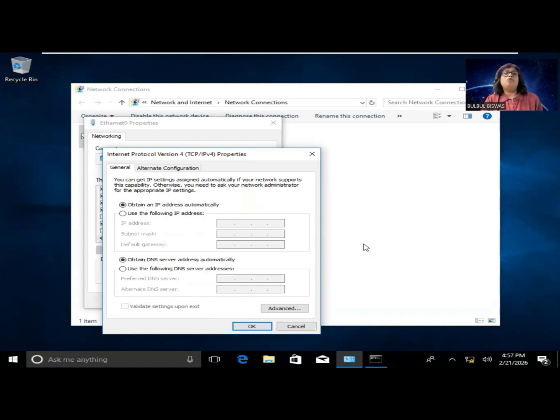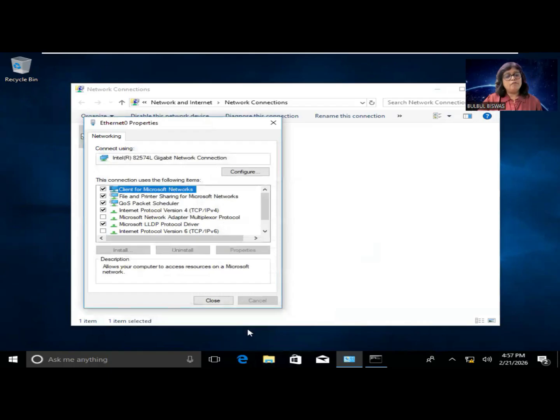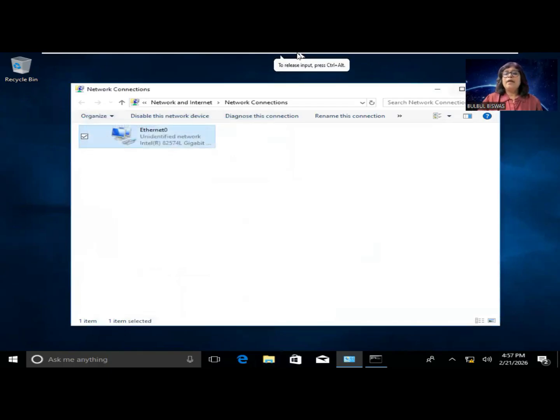So DORA is the process which is initiated by the client to get an IP address from the DHCP server. DORA stands for discover, offer, request, and acknowledgement. Am I clear, everyone? So remember, the DORA process is always initiated by the client, not by the server. Fine.